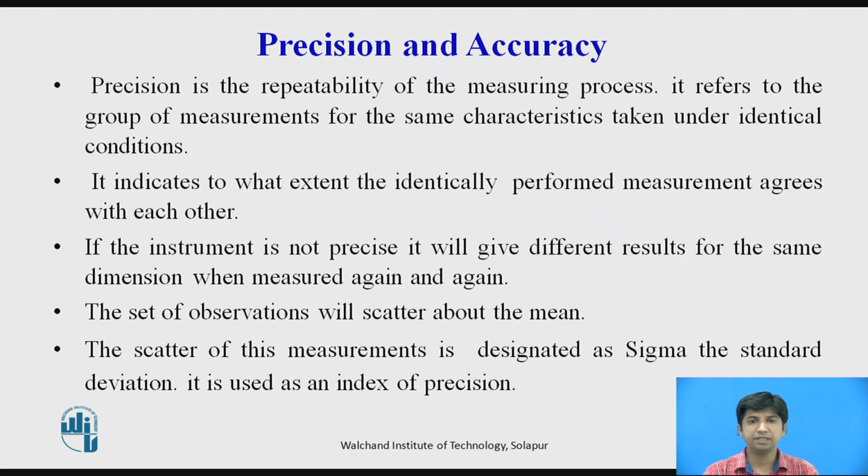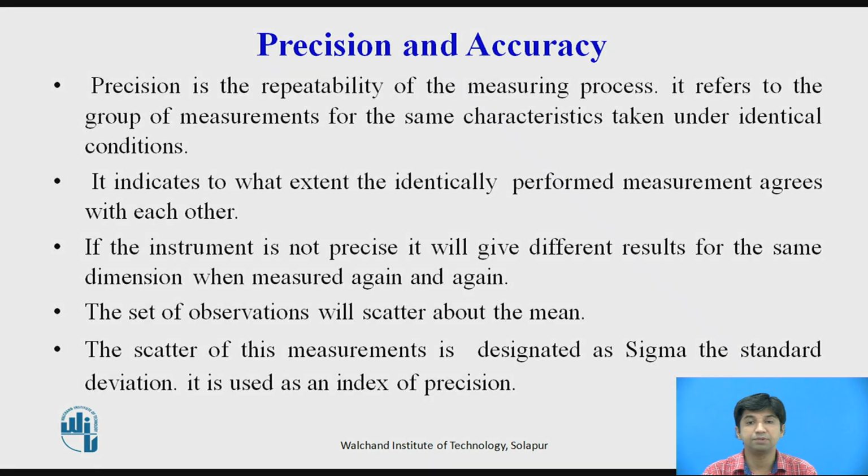Precision is the repeatability of the measuring process. It refers to the group of measurements for the same characteristic taken under identical conditions. It indicates to what extent the identically performed measurements agree with each other. If the instrument is not precise, it will give different results for the same dimension being measured again and again. The set of observations will scatter about the mean.